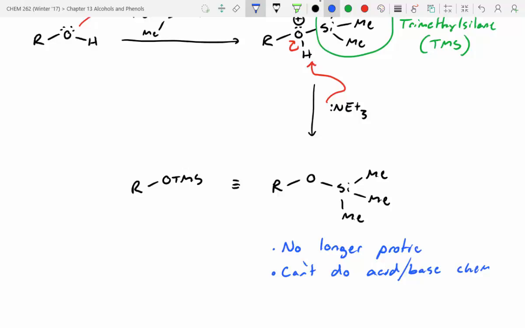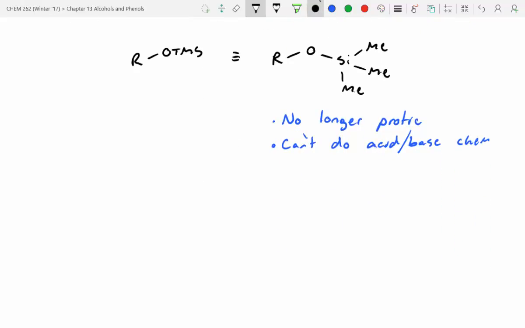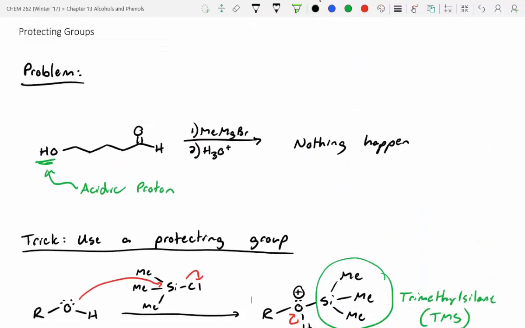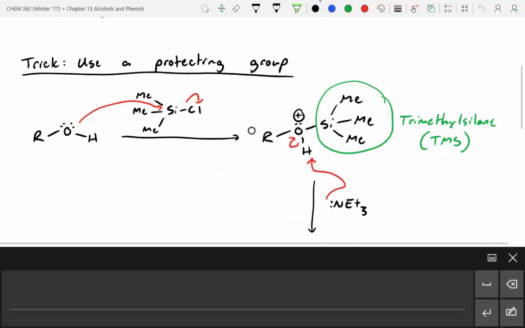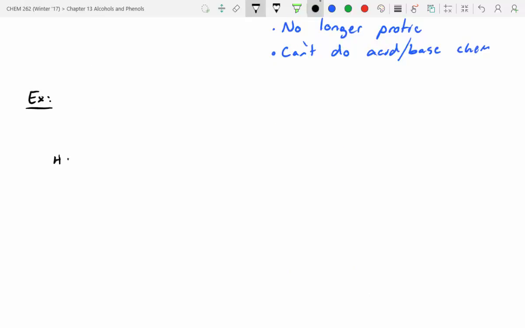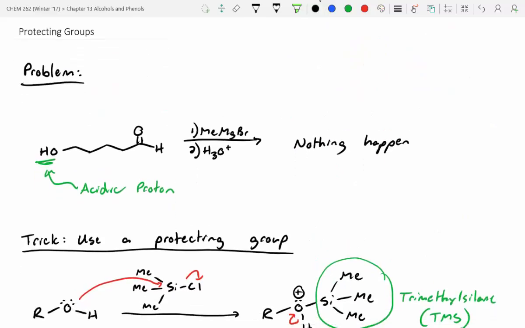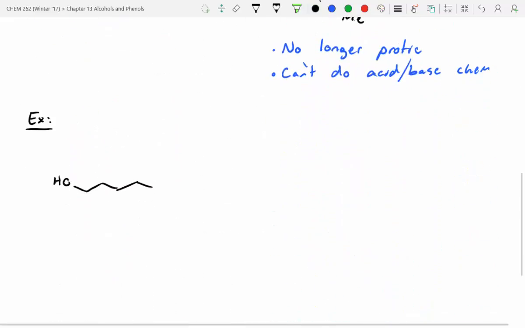Okay, so now let's take a look at our reaction. So we had how many carbons? 1, 2, 3, 4, 5 carbons with an aldehyde. Let me make sure I've got this right. 1, 2, 3, 4, 5. There we go. So we've got our starting material.